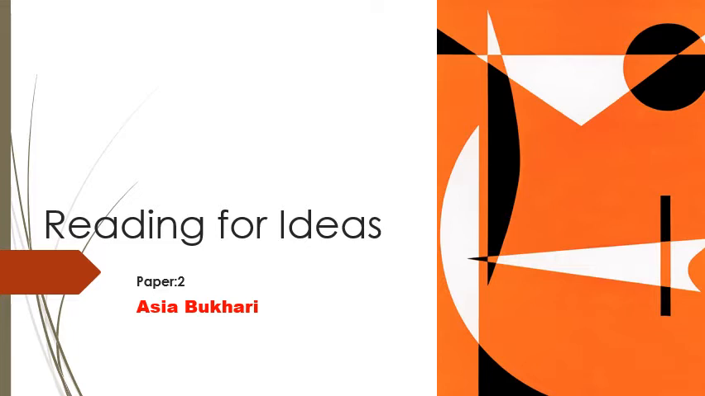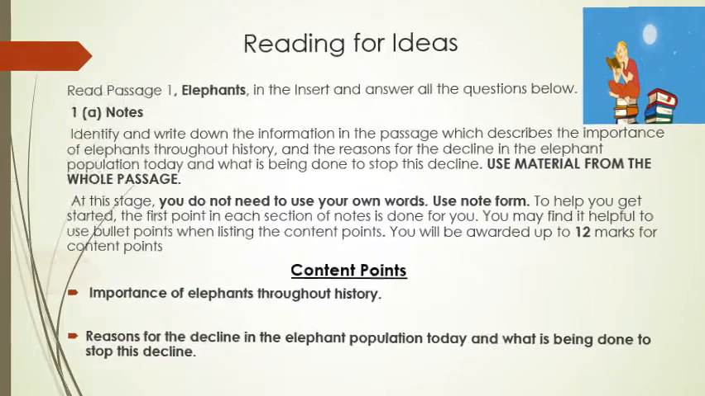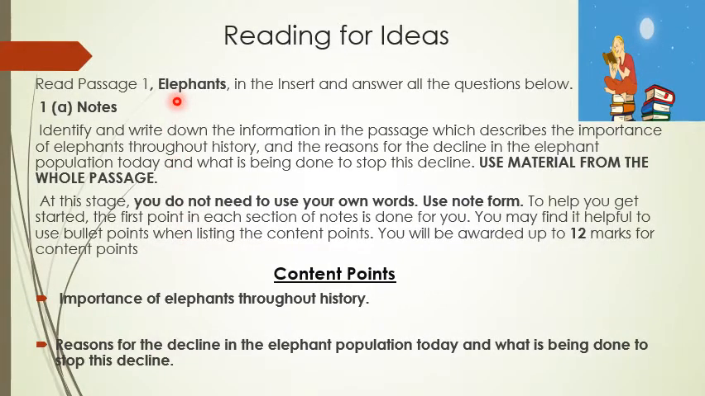Before looking at the paragraph, I would like you to have a look at the question part of the paper. So let's have a look at passage 1. Passage name is elephant. It's about elephants. Question number 1A, notes making. Now look at this part. Use material from the whole passage. This is really very important. Sometimes the examiner restricts us to read certain paragraphs only for content making.